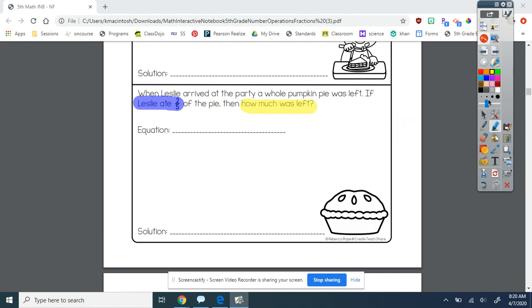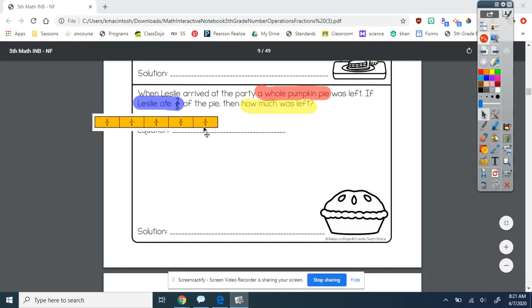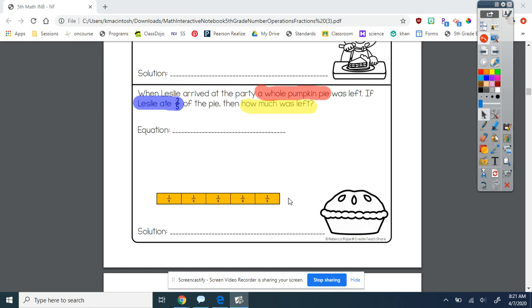This is the part where that whole pumpkin pie plays a large role. You're starting with a whole pie. I'm going to drop some fifths in here, and I have 5 of them. This is right here. This is my whole pie. That's what she walked into. If she ate 2/5 of the pie, that means Leslie came in and she ate that fifth and she ate that fifth. It asks you how much was left over. This right here, the part that she did not eat, that is my leftover pie. So now, okay, I needed a picture to visualize that one.